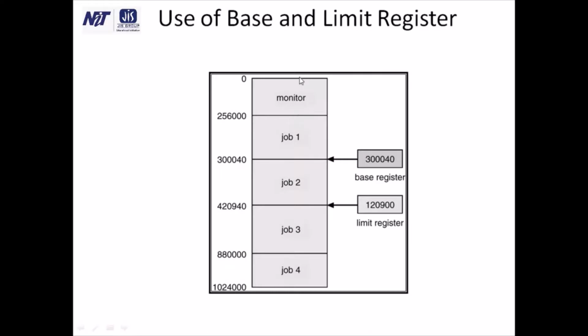Here in this diagram, the monitor, then job 1, whose base register is 2560, with the limit register size it closes. For job 2, the base register is 300040 and its size is 120900, that is its limit register, and base register plus limit register, it finishes here. Okay.